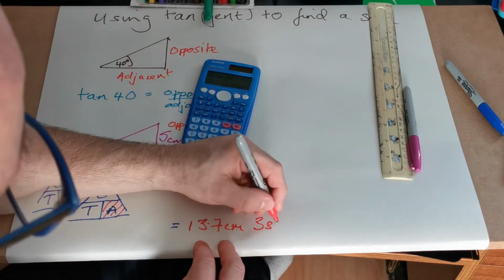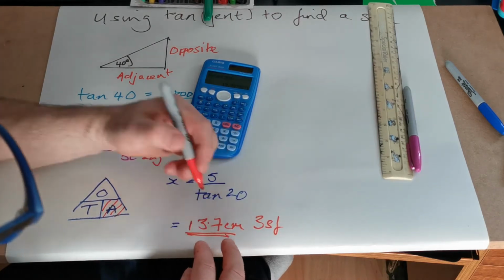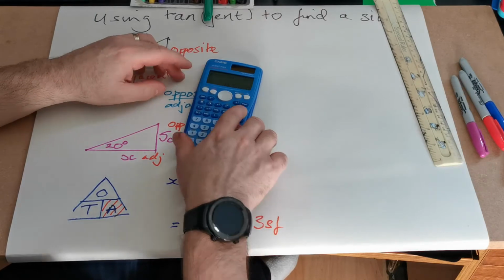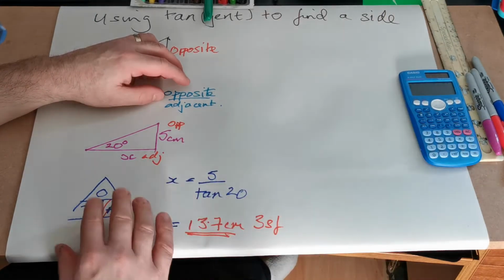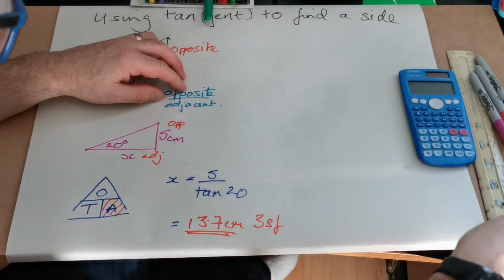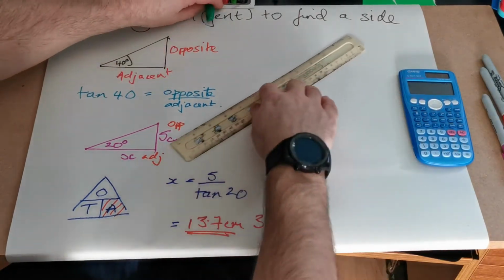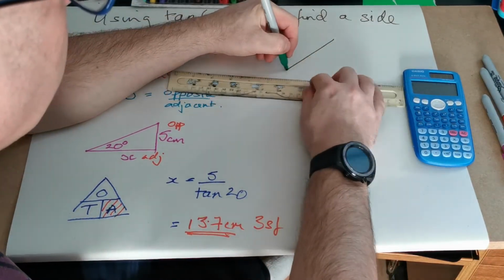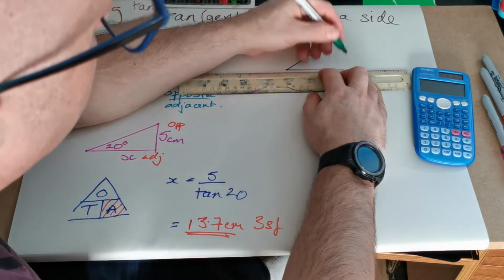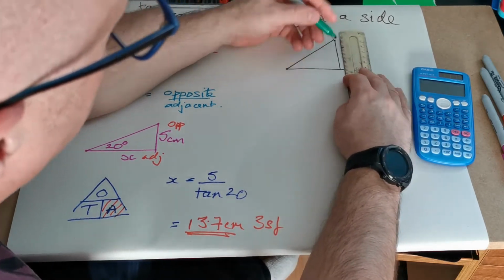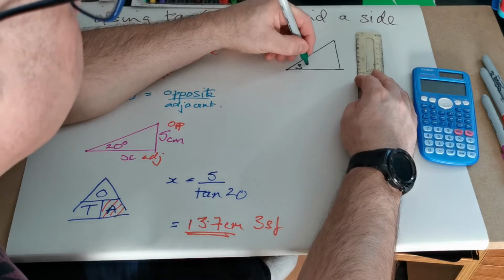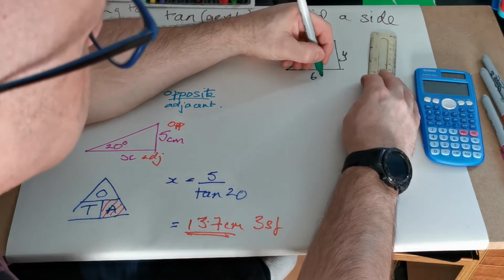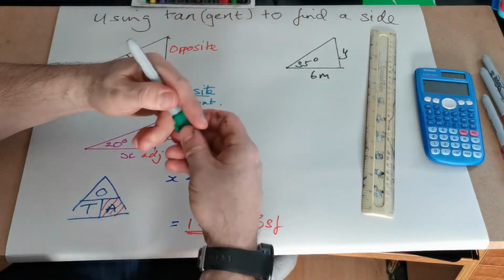And again, we're not asked for accuracy. 3 significant figures is a key thing to know. So that's covered how we find an adjacent. If we're finding an opposite, so say this is 35 degrees, I want to know what that is there, and this is 6 meters.